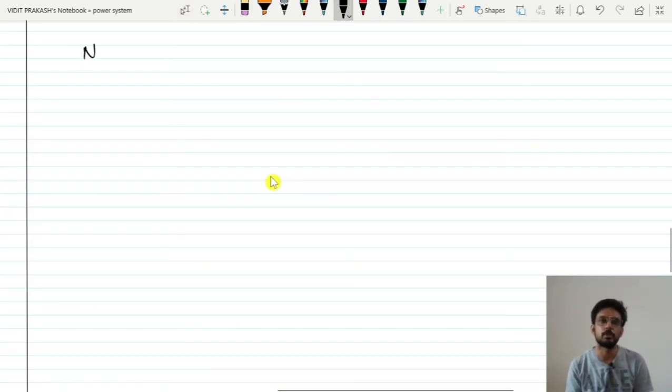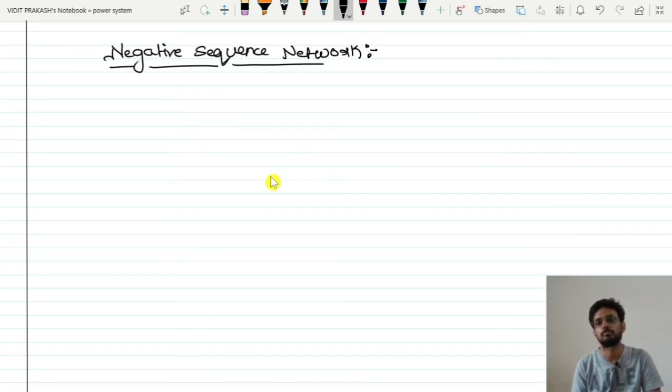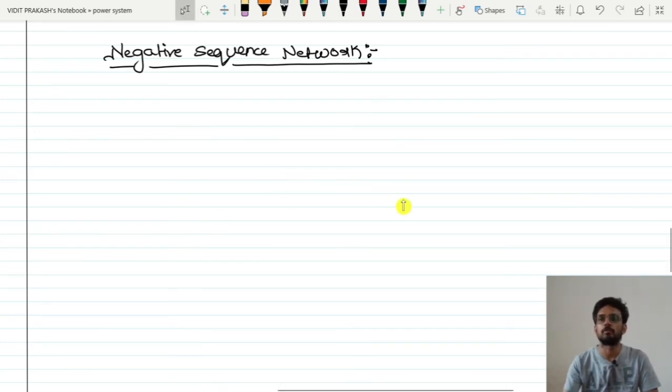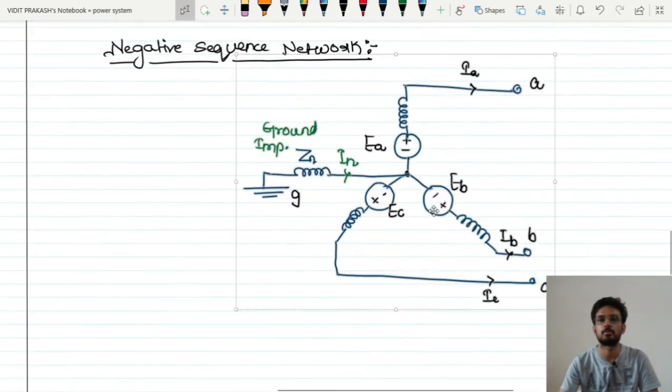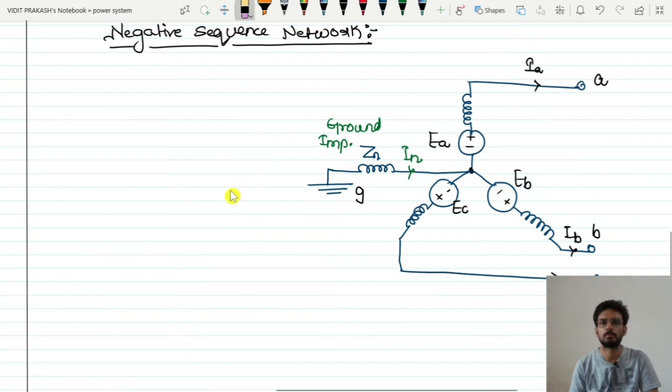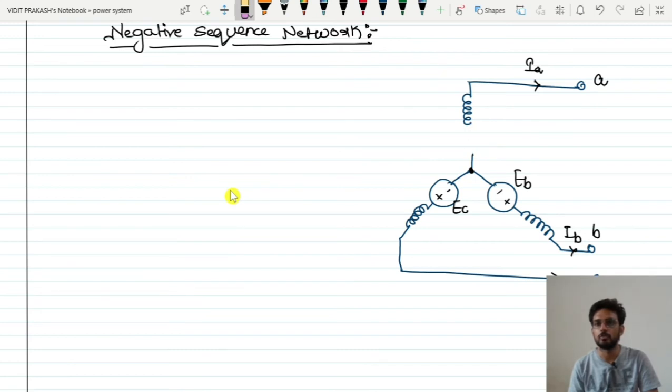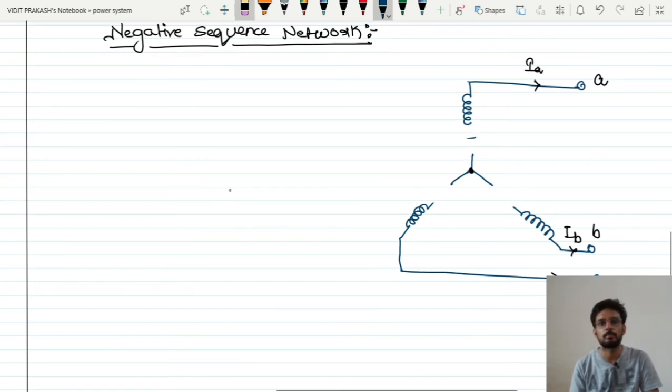Similarly, what about the negative sequence network? In the negative sequence network, first I paste this in. The reference bus is at ground potential and there is no generation of EMF. If the reference bus is at ground potential, then what happens? You need to eliminate this neutral path.